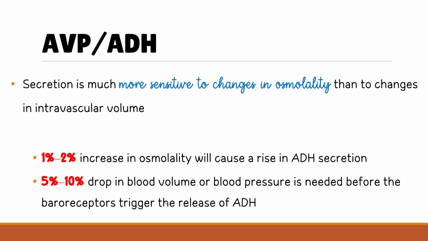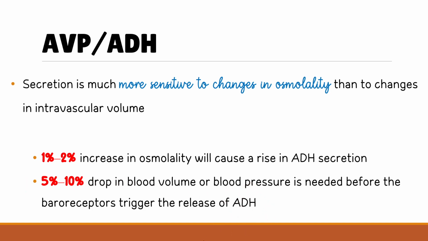Now, take note that the secretion is much more sensitive to changes in your osmolality rather than changes in your intravascular volume. Look, kids, just around a 1 to 2% change in osmolality, or a 1 to 2% increase in osmolality, will immediately cause a rise in our ADH secretion. But if we're looking at a drop in your blood volume or blood pressure, it will take around a 5 to 10% drop before it triggers the release of your ADH.